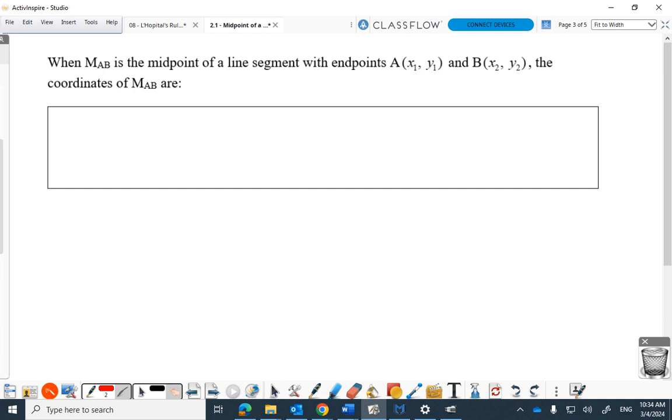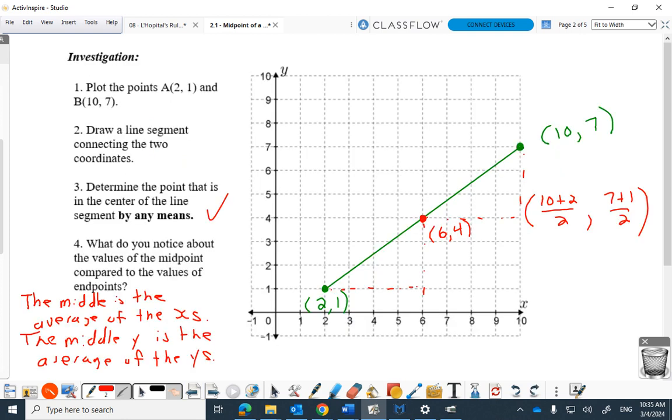Now we're going to build a formula. The coordinates of MAB are... So the midpoint, I draw my M really big, of AB equals... well, before I write it down, let's just say it in words, because if you want to jump to abstract, you've got to say it in words first. So let's go back to her numbers and say it in words, not with the numbers. What did she do here to get the midpoint?